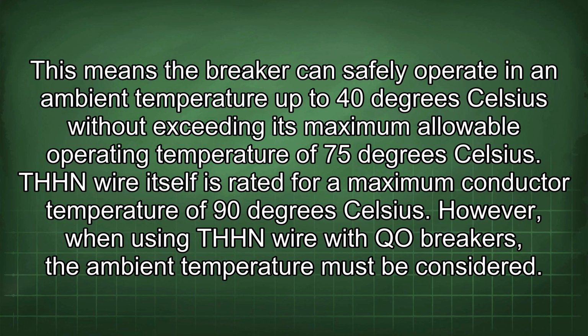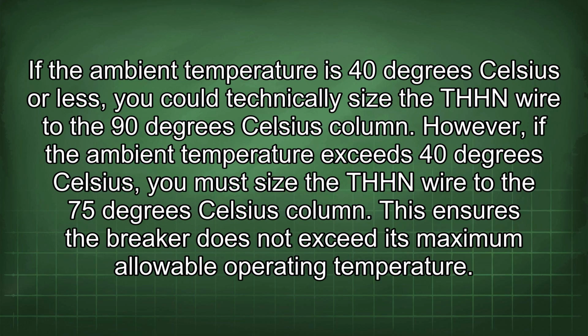However, when using THHN wire with QO breakers, the ambient temperature must be considered. If the ambient temperature is 40°C or less, you could technically size the THHN wire to the 90°C column. However, if the ambient temperature exceeds 40°C, you must size the THHN wire to the 75°C column. This ensures the breaker does not exceed its maximum allowable operating temperature.